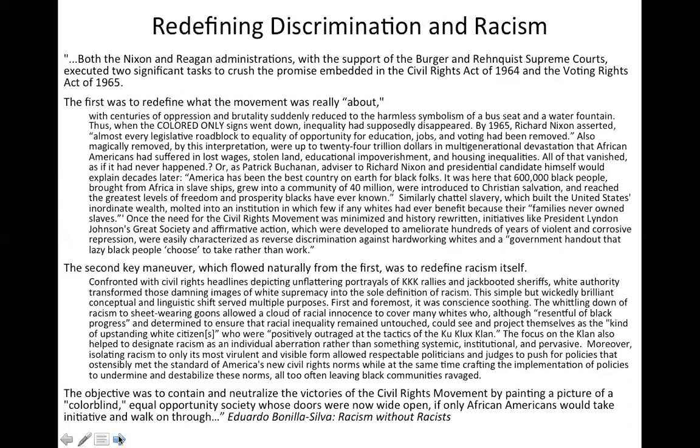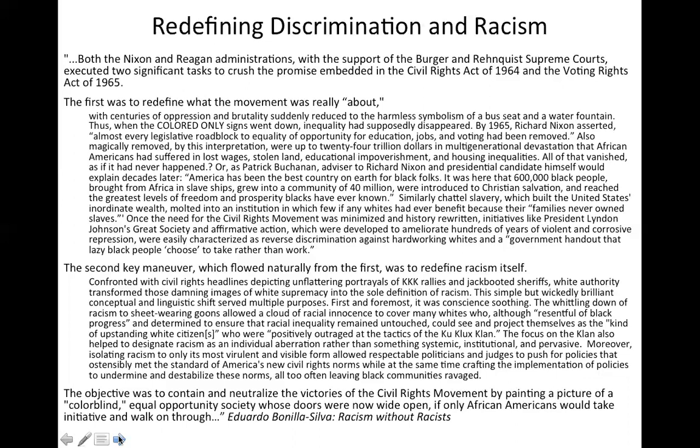First and foremost, it was a conscious soothing. The whittling down of racism to sheet-wearing goons allowed a cloud of racial innocence to cover many whites who, although resentful of Black progress and determined to ensure that racial equality remained untouched, could see and project themselves as the kind of upstanding white citizens who were positively outraged at the tactics of the Ku Klux Klan. The focus on the Klan also helped to designate racism as an individual aberration rather than something systemic, institutional, and pervasive.